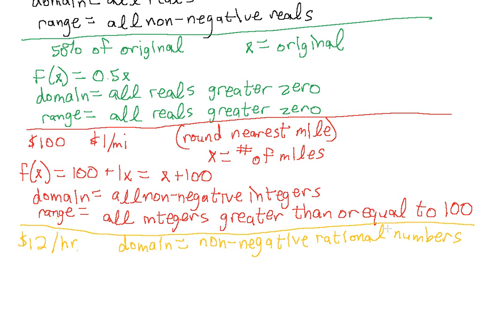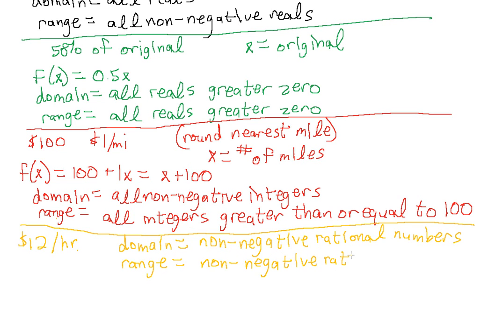Okay, so non-negative rational numbers is our domain. Our range, which is actually the amount of money he makes, which is dependent on our domain, is actually going to be the same. Range is going to be the set of all non-negative. They're non-negative because he can't earn a negative amount of money.